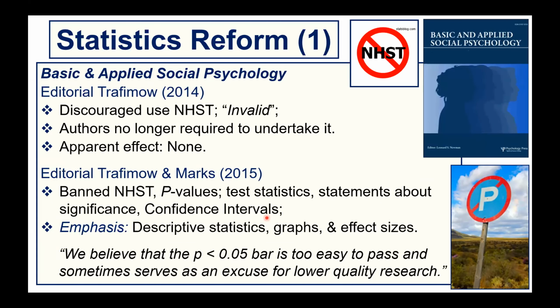I also introduce students to some of the activity over the last 10 years. We're all aware of what's happened in Basic and Applied Social Psychology. It started a little before 2014, but in 2014, Trafimow published an editorial where he discouraged the use of hypothesis testing. He said it was invalid, and in particular, I think his idea of invalid was based on this: we believe that the p less than 0.05 bar is too easy to pass, sometimes serves as an excuse for lower quality research.